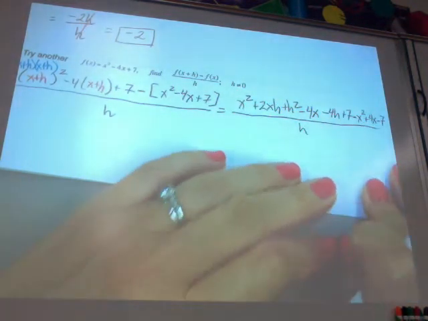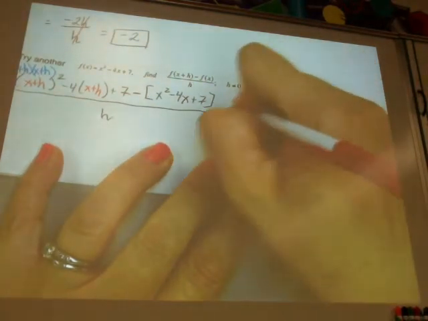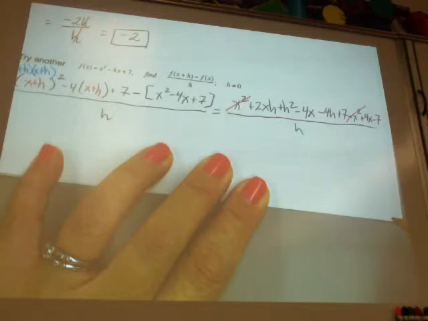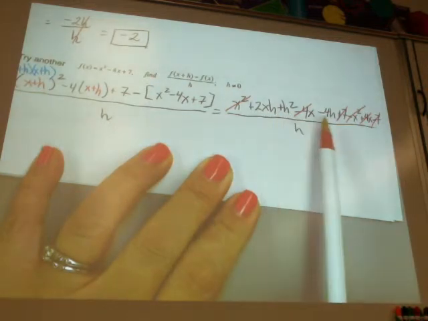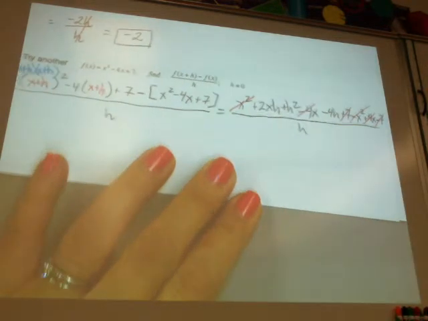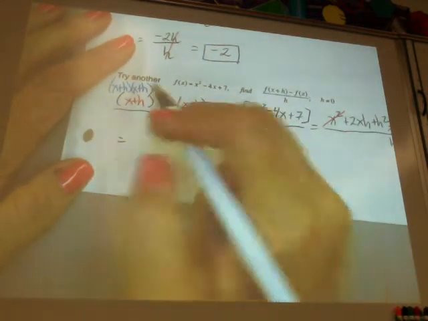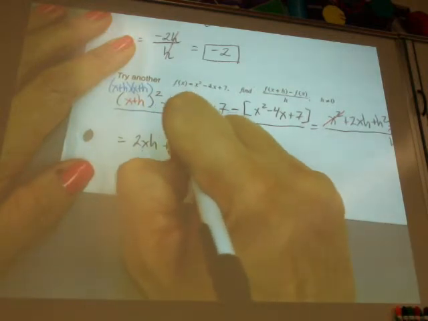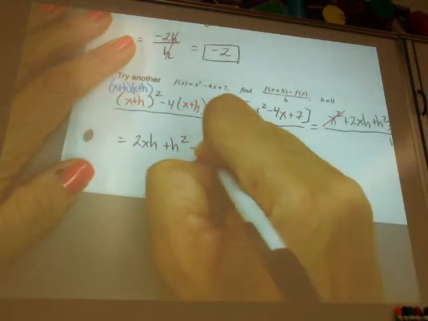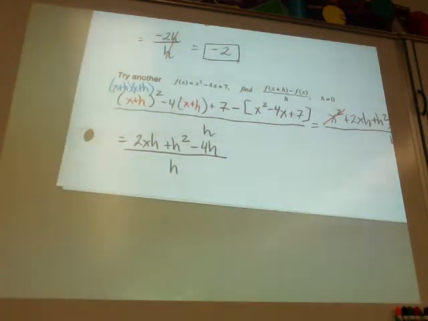And then a bunch of stuff should start to cancel out. What can you cancel out? Your x squareds cancel. What else? The 4x's cancel. What else? And the 7's cancel. You'll notice that everything else left has an h in it. So write what's left. And it really doesn't matter what order, so I'm going to move it over here. So I have a 2xh, a plus h squared, and a minus 4h all over h. Do you agree that that's all I have left?